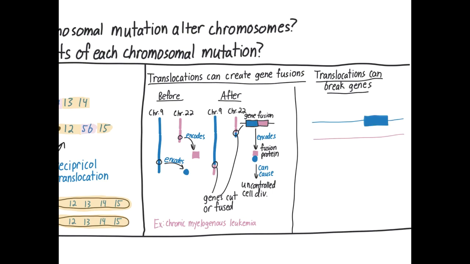It is also possible for a translocation to break a gene, which again would likely cause loss of function. This is probably more common than the production of a fusion protein, but could also promote cancer development if the broken gene is a tumor suppressor gene.